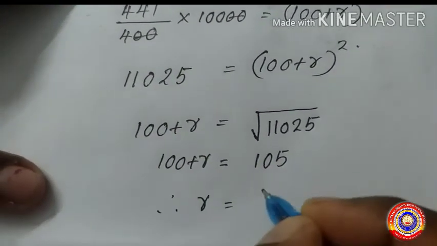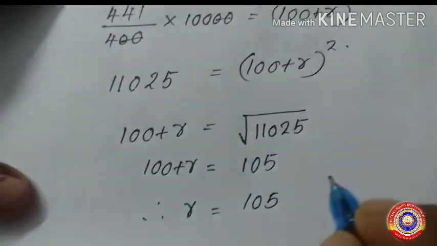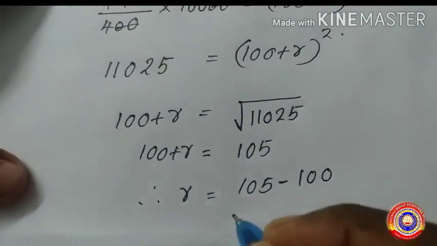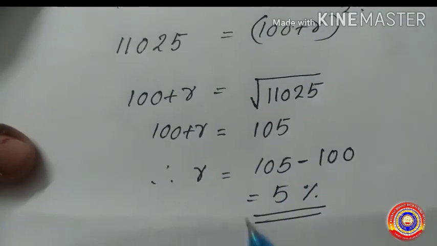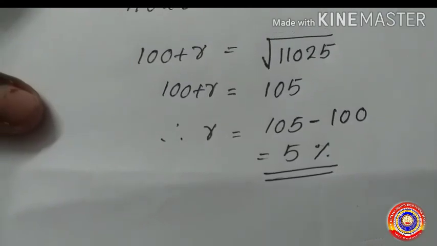Therefore, r is equal to 105 minus 100. That is equal to 5. r means the rate of interest. So, we got r is equal to 5%.